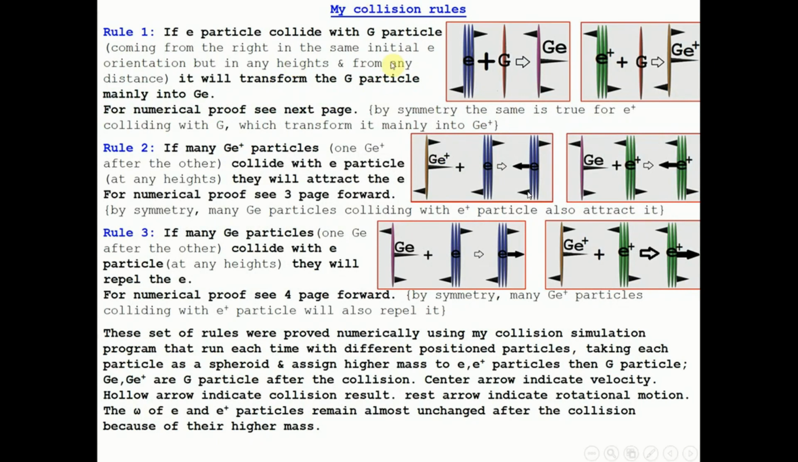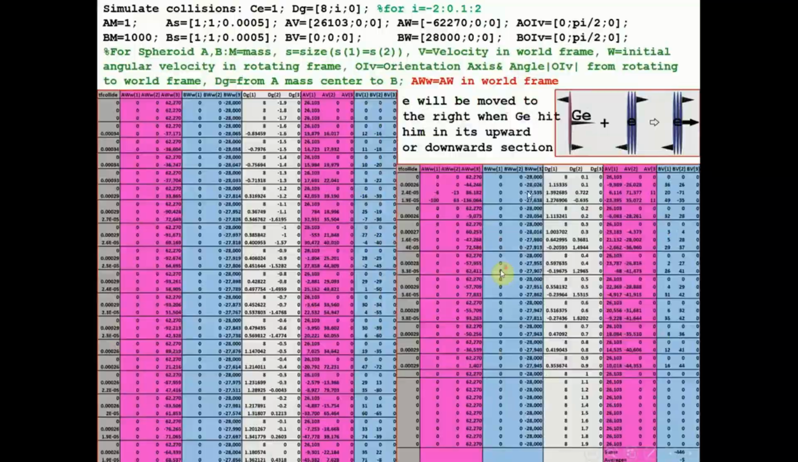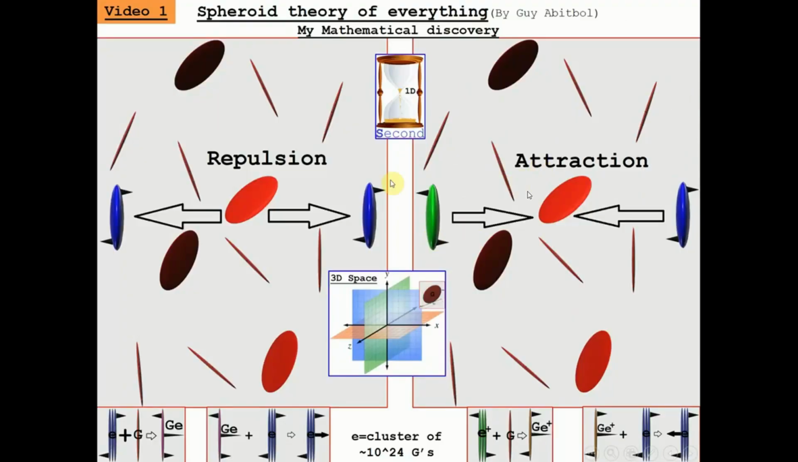The last rule, number 3, is the repulsion rule. When a GE particle hits an E particle, no matter which height, it will repel it. This is more straightforward, and you can see from the table here that no matter what height the GE particle hits the E particle, usually it will repel it. So with these 3 collision results, I have proved attraction and the repulsion.